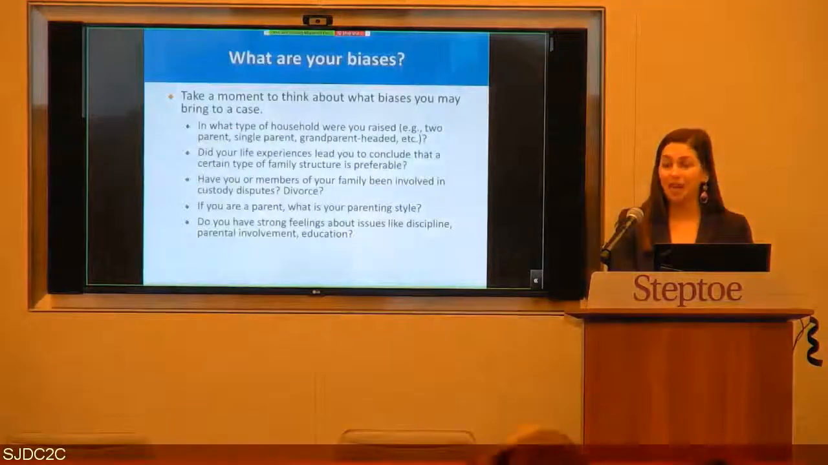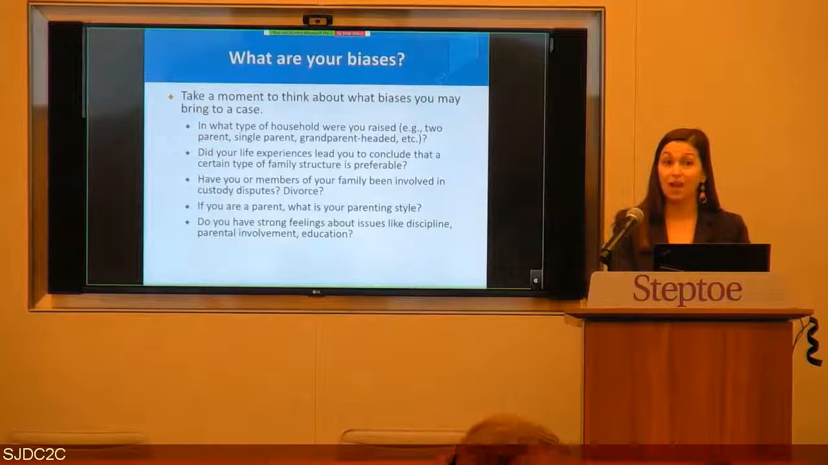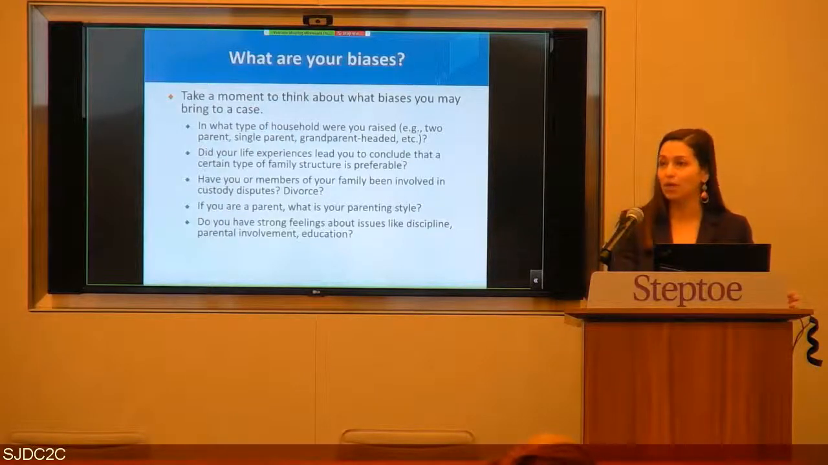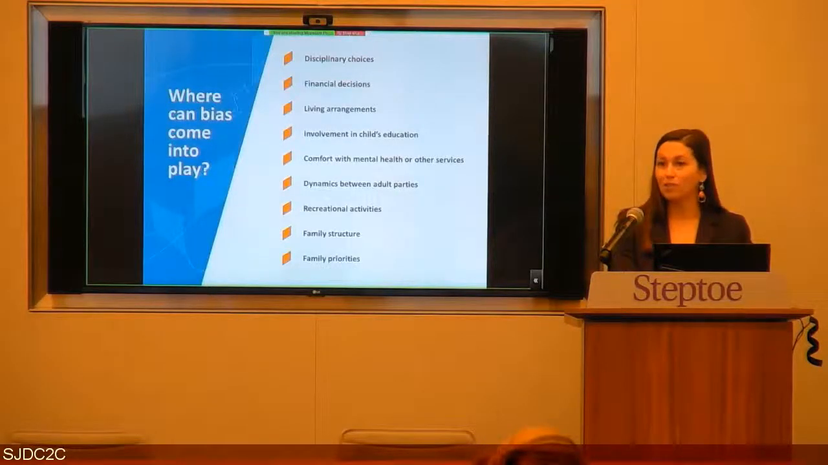When we think about these cases, I'm not going to read through this slide. The next couple of slides list a number of areas where you could have bias, right, related to families. So you can think about how you were raised. Maybe you have a bias for or against that, depending on what your experience was. Just general ideas around parenting. There's a number of things. Here's a list of just some of them.